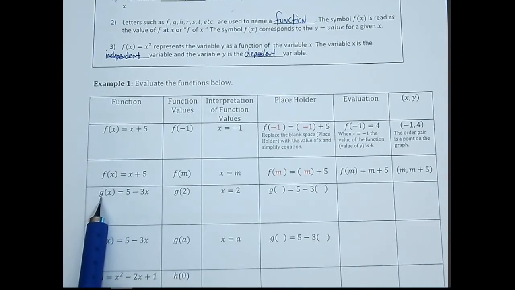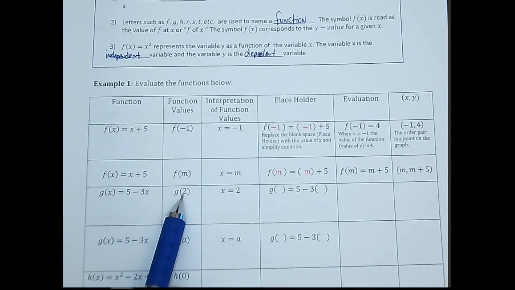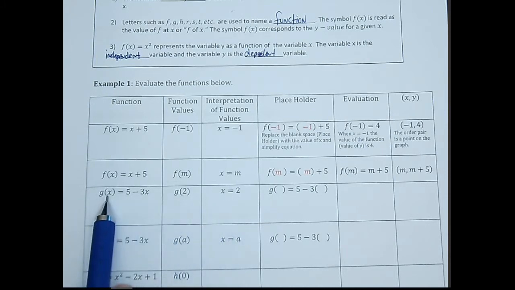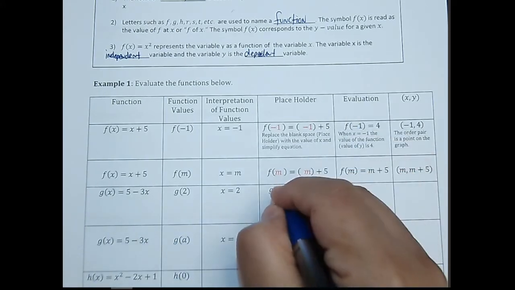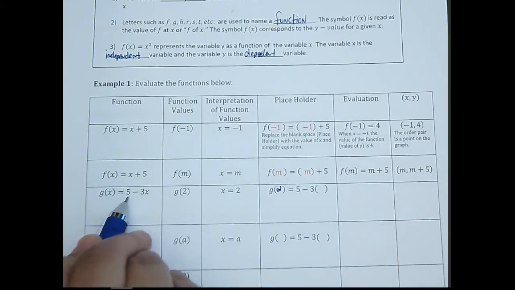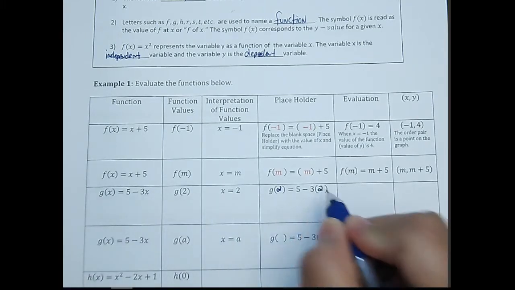Let's look at the third example. g of x is equal to 5 minus 3x. In this case, we want to evaluate g of 2. That means that x is equal to 2. So anywhere we see an x, I'm going to replace it with 2. So I get 5 minus 3 times x. Instead of x, I'm going to write 2.